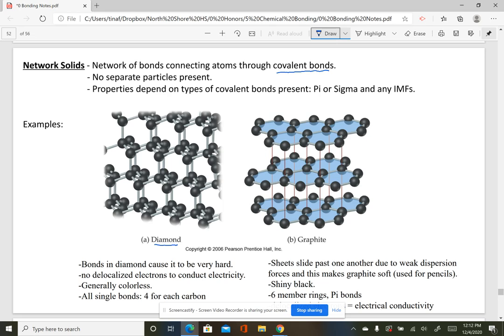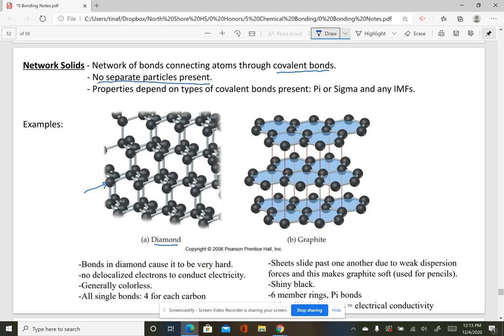So when we say that there are no separate particles present, if you look at every single carbon atom in this diamond example, every single carbon atom is bonded to four other carbon atoms, making this giant network, this giant crystal with this very rigid and hard structure. Okay, so that's what's responsible for giving it those properties.